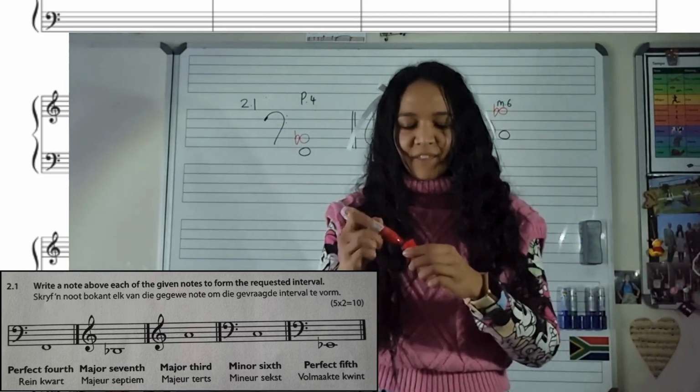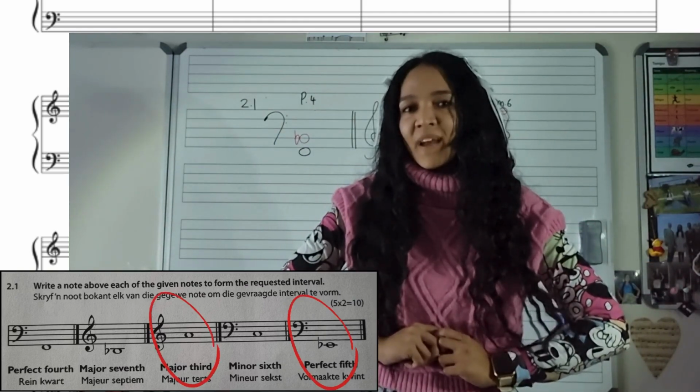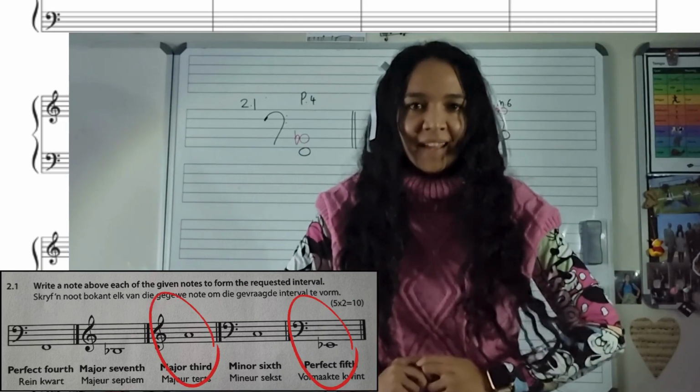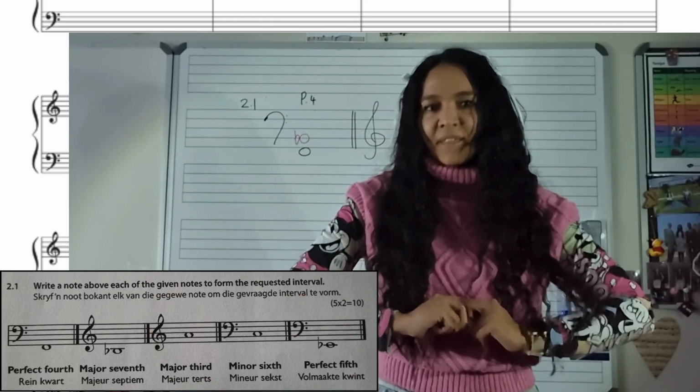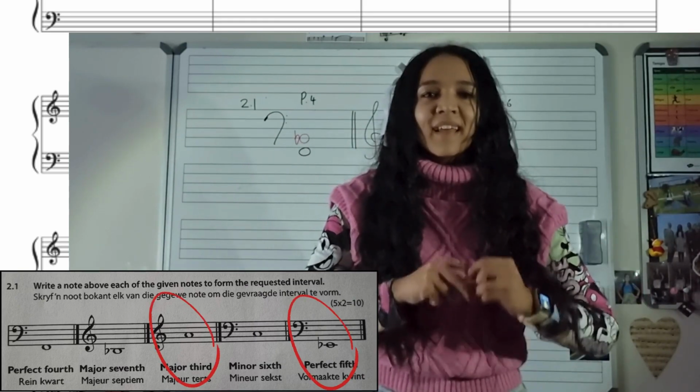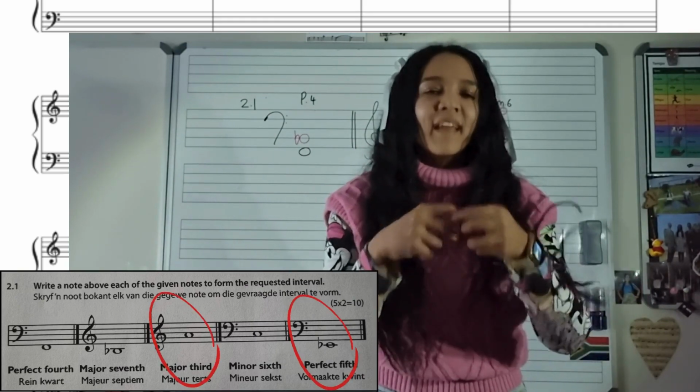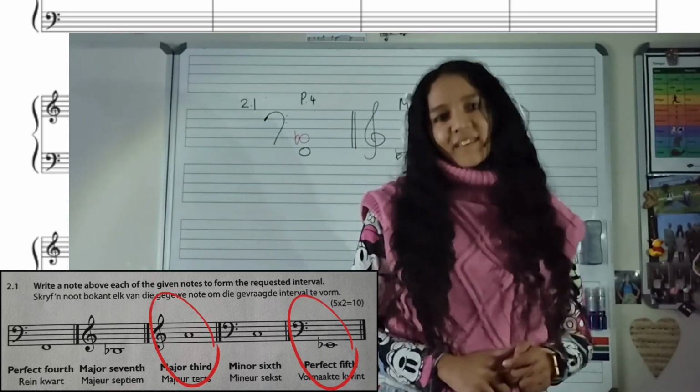So go ahead and fill in the others. The other 2 that I have left out are an A in the treble clef and then an E flat in the bass clef respectively. So you have to write a major 3rd above A and then a perfect 5th above E flat.